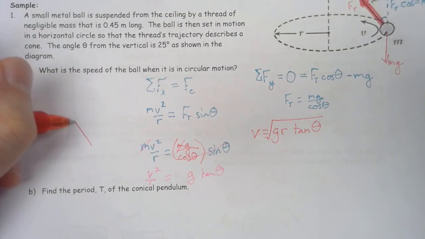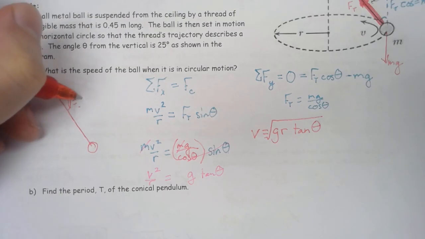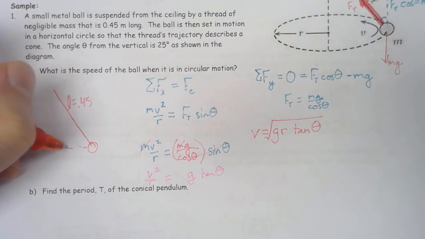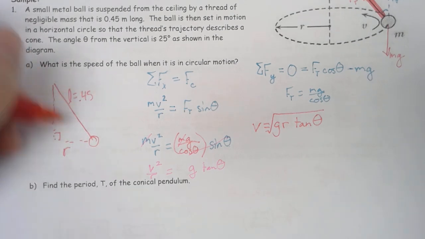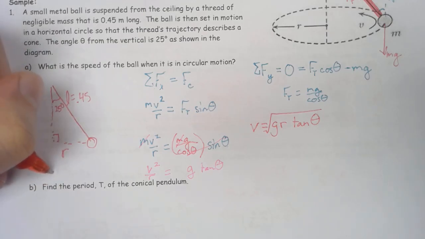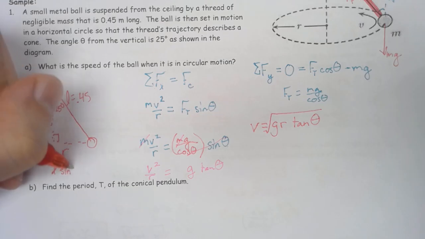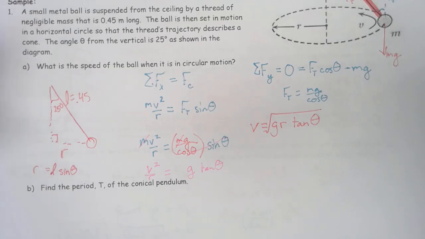Oh, but that's an easy problem to fix because we do have the length of the string equaling 0.45. And I bet you know how to get a radius from there. This is the 25 degrees. It's opposite of it. So L sine theta is equal to the r. Is that true? This is the hypotenuse, yeah.